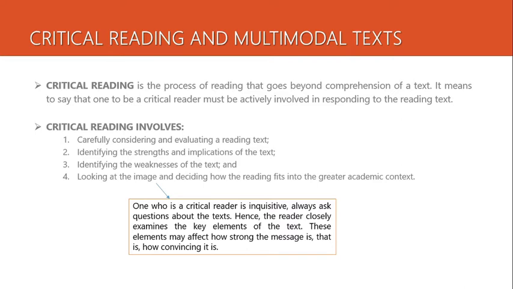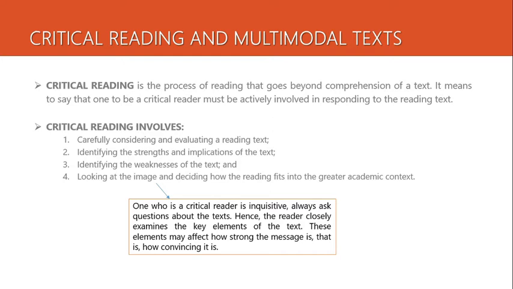It is very useful at all stages of academic study actually, but it is particularly important when evaluating messages of multimodal text. Critical reading involves carefully considering and evaluating a reading text, identifying the strengths and implications of the text. What is the purpose of this? Identifying the weaknesses of the text. What are some questions that we could ask? And looking at the text and deciding how the reading fits into the greater academic context.